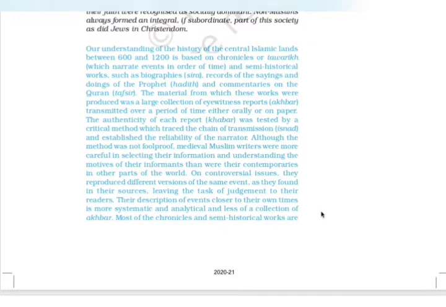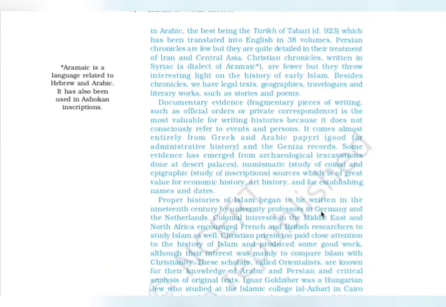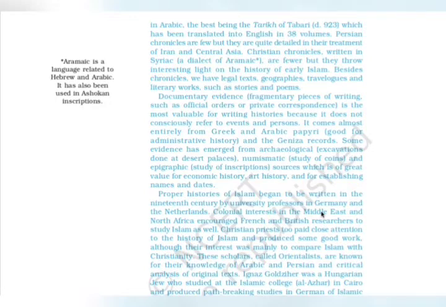Their description of events closer to their own times is more systematic and analytical and less of a collection of akhbar. Most of the chronicles and semi-historical works are in Arabic, the best being the Tarikh of Tabari, which has been translated into English in 38 volumes. Persian chronicles are few, but they are quite detailed in their treatment of Iran and Central Asia.